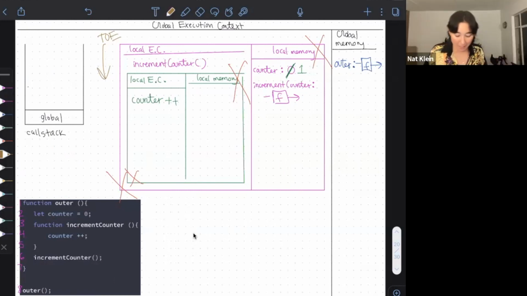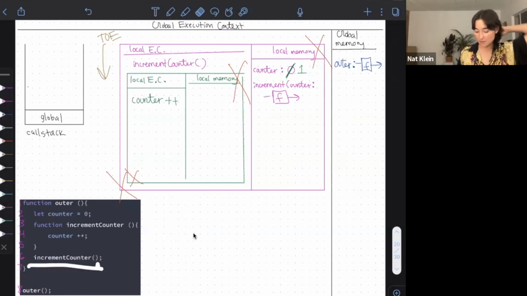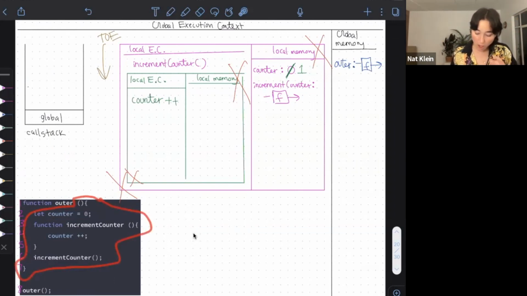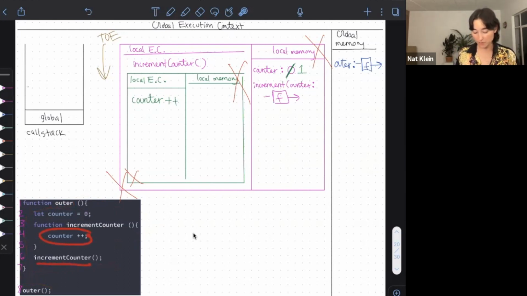And what we'll notice here is that because we invoked this increment counter function within the same context where it was defined, aka within this outer function's function body, we've now lost access to any of the variables that were also defined at the same level, the same context. So what I'm talking about here is counter. When we invoke this outer function, we know that part of the functionality of outer was invoking increment counter. And increment counter accessed the counter variable in outer's local execution context here.